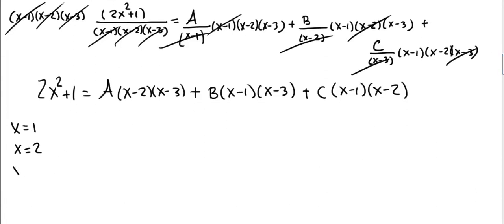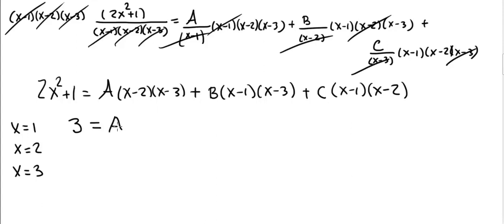And this will enable us to find A, B, and C. So let's go ahead and compute those in each case. When x equals 1, the left-hand side looks like this: 2 times 1 plus 1 is 3. On the right, the B term and the C term will be 0 because they have x minus 1, but the A term will not be.